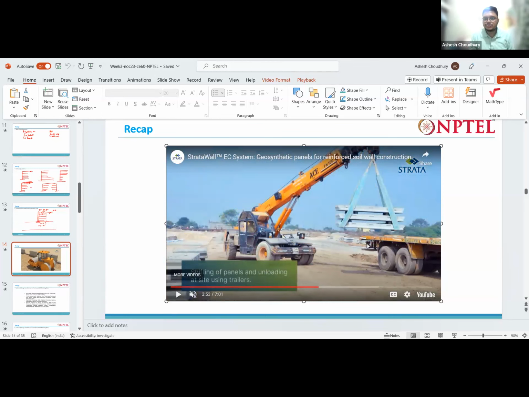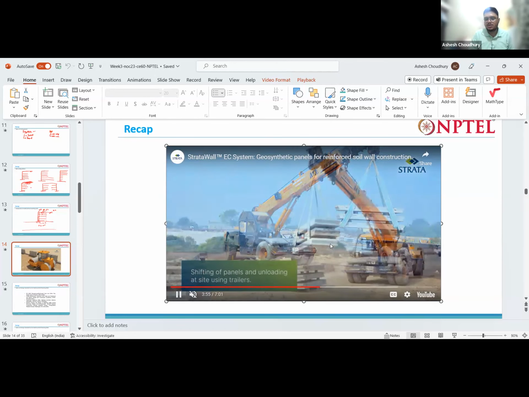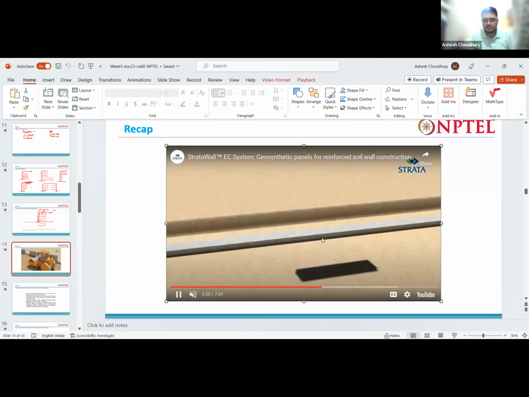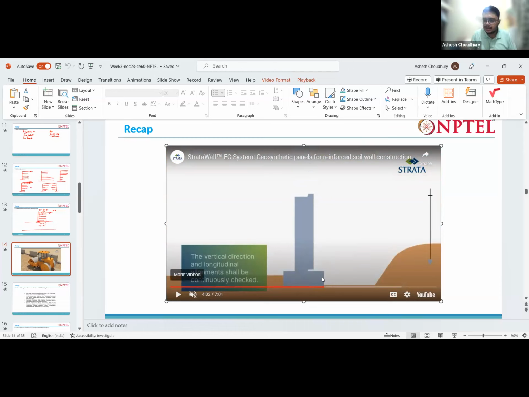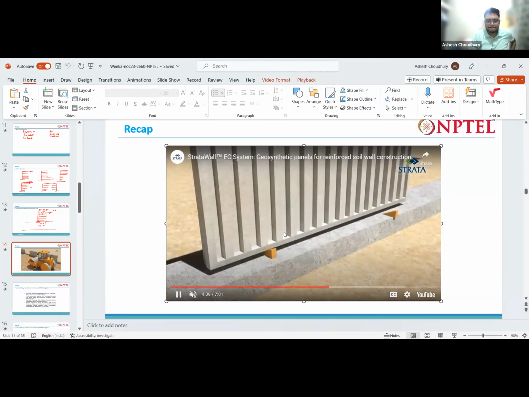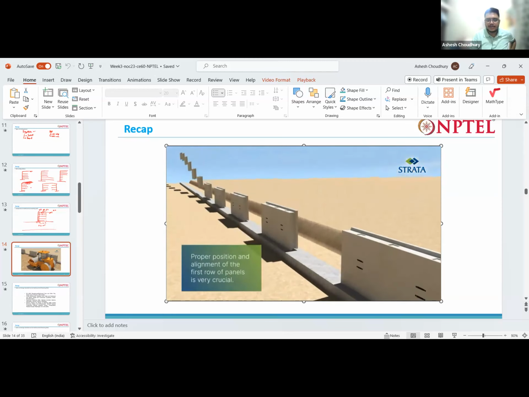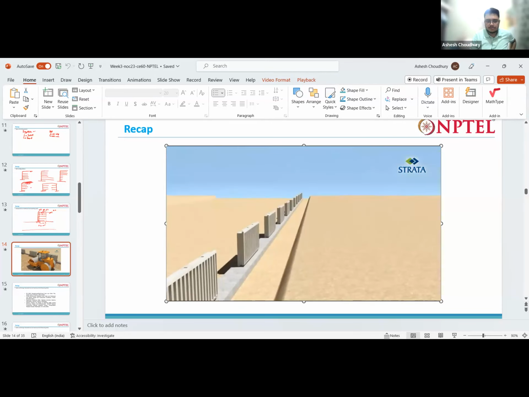Now see, these panels are actually cast somewhere else, and then they are brought to the site using these trucks. And with the help of the cranes, we move these panels. This leveling pad gives us a plain area to place the wall facing panel. So we place the panel first.